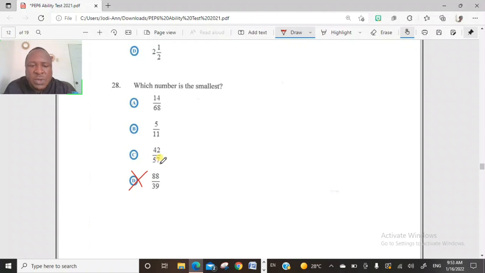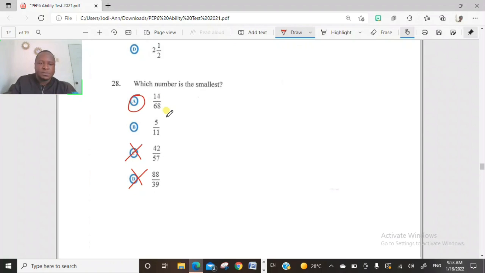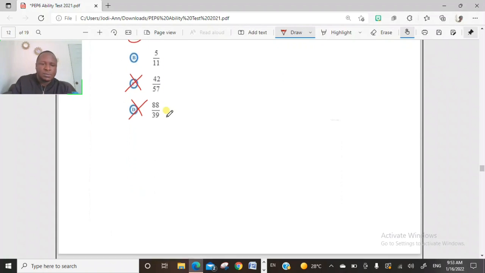We have 42 over 57 for the denominator. Now that is almost close to 1, and we see 5 over 11 there, which is not a half, but it's close to a half. So we have a fraction that is close to a half compared to one that is closer to a quarter. So we can see that this one is the smallest fraction.